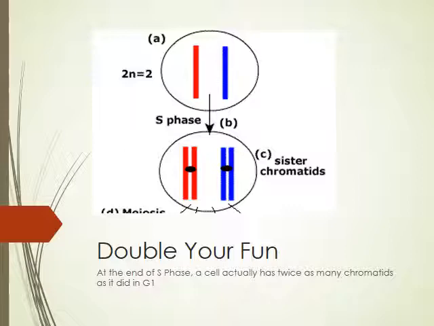So when you hit the end of S phase, you have twice as much genetic material. 2 chromosomes at the top, 2 chromosomes at the bottom. The difference is here we got 2 sister chromatids joined at a centromere. Any questions thus far?